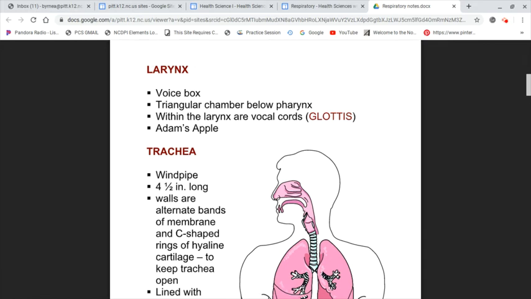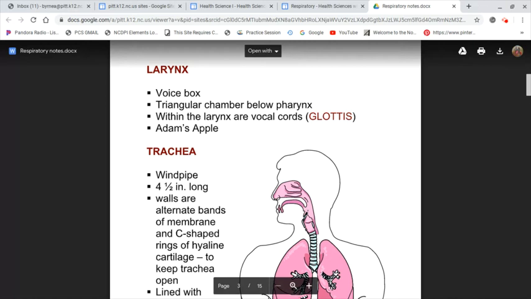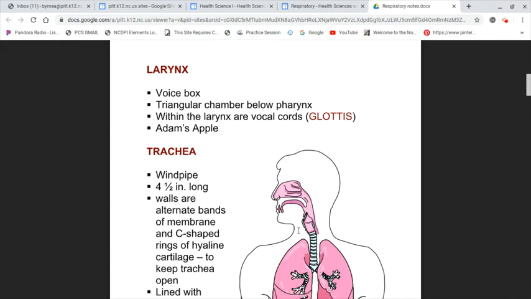All right, back to the respiratory system. Okay, so last time we were talking about your larynx right here. That's actually what encompasses your whole voice box. So we have some cartilage and some soft tissue, and also inside, your vocal cords. Your vocal cords are called the glottis.